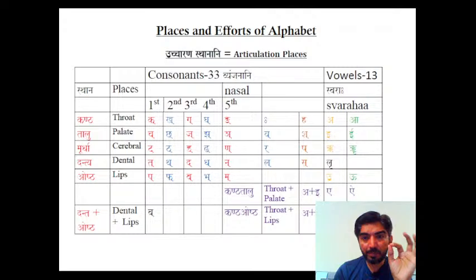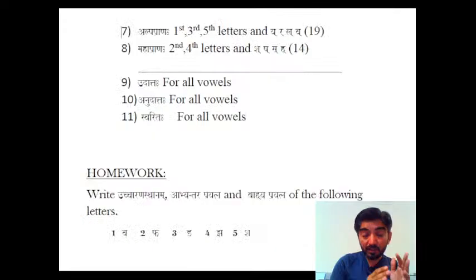It means pronouncing a vowel with its articulation places, but in a high tone. Uchchaihi udattaha, the sutra is there. High tone, that is called udatta. Similarly, next you can read anudattaha. Obviously, the opposite of udatta is anudatta.